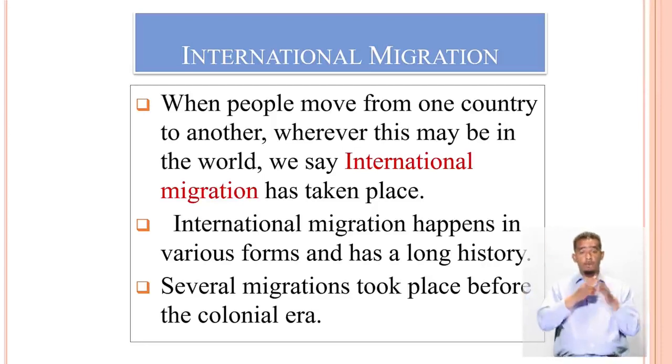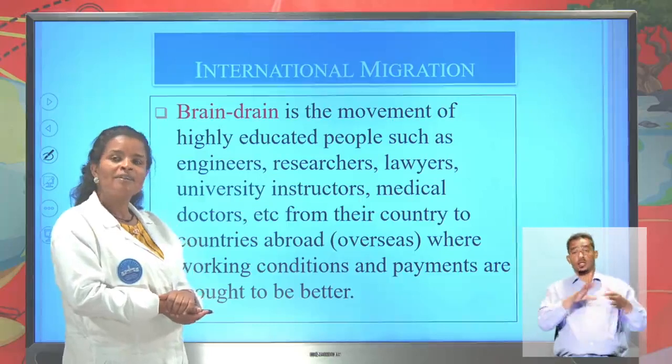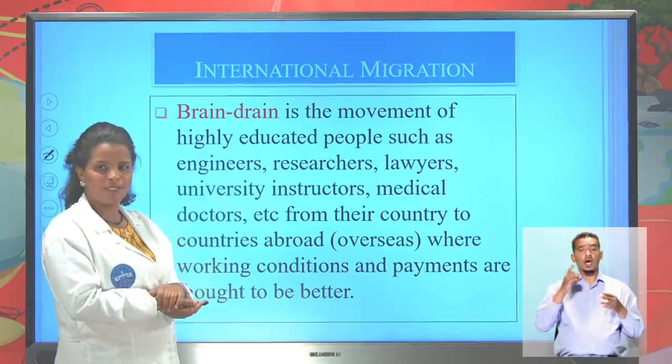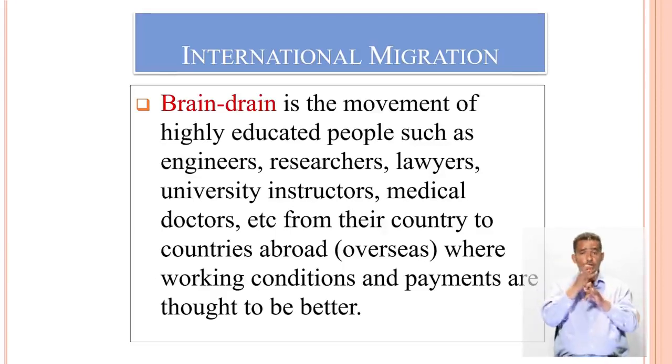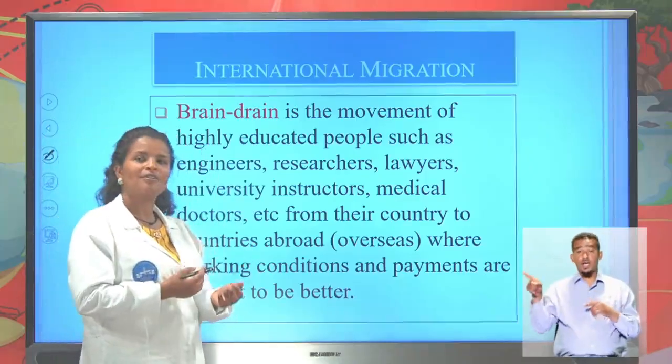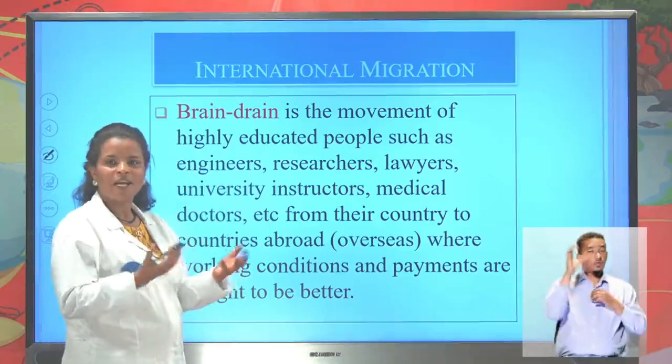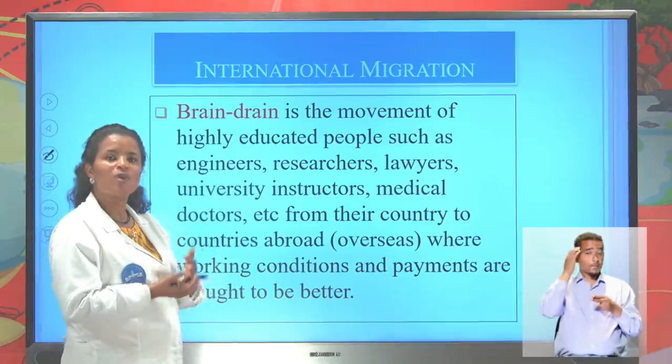International migration is the movement from one country to another, wherever this may be in the world. We call it international migration. International migration happens in various forms and has a long history. Brain drain is the movement of highly educated people, such as engineers, researchers, lawyers, university instructors, medical doctors, and so on, from their countries to other countries for working conditions, payment, and different purposes. They migrate from their country to another for searching different things. In short, brain drain is the movement of educated people.